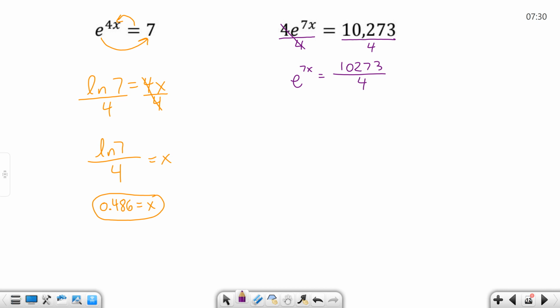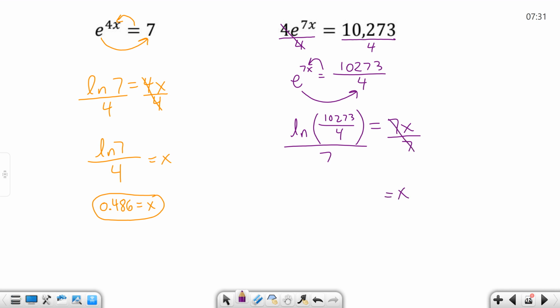So here, e to the 7x, and if I rewrite this, log base e, in my mind I'm saying it, I'm not writing it. Log base e is what? ln. ln of the other side equals what's left. So ln of 10,273 over 4 equals 7x. And then we divide both sides by 7. So x equals the ln of 10,273 divided by 4, all over 7.